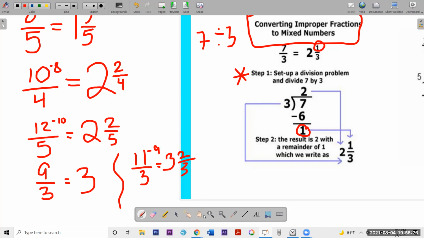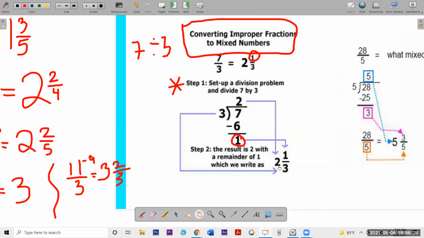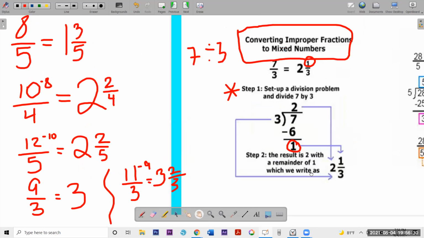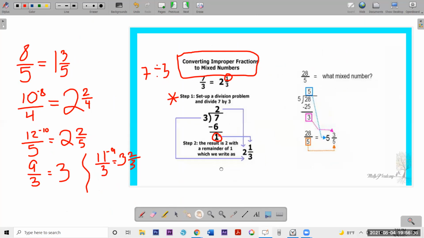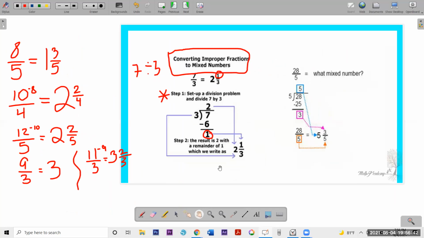So everybody understand this? Talk to me before we move on. Everybody feeling okay with this? All right. Excellent. So let's move to the other one.